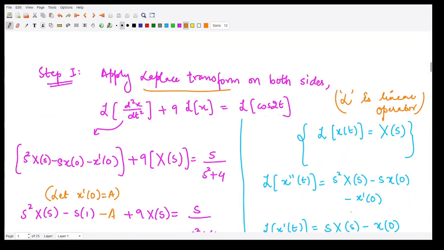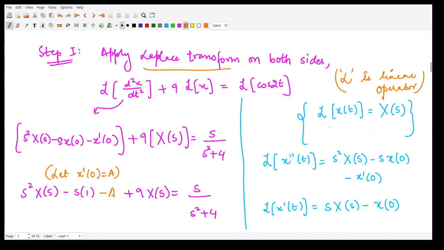Now we can solve out this Laplace transform. If you assume that the Laplace transform of small x of t is equal to capital X of s, in that case you can write this to be s square X of s minus s x of 0 minus x dash 0, using this expression. There is no first order derivative, so this formula is actually not required here. So we will directly write plus 9 X of s, that is equal to the Laplace transform of cos 2t, which is s divided by s square plus 4.